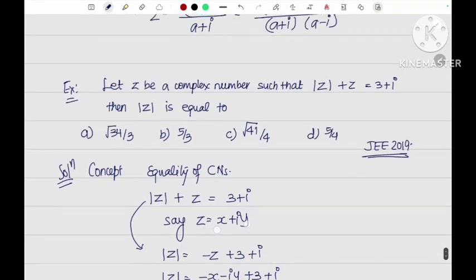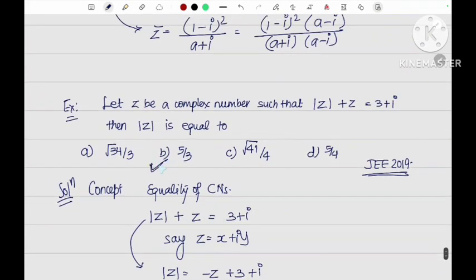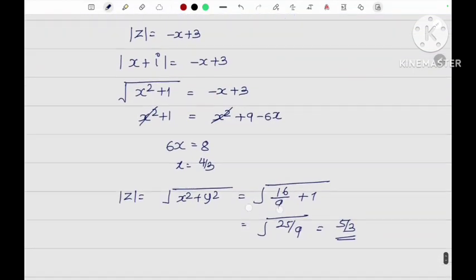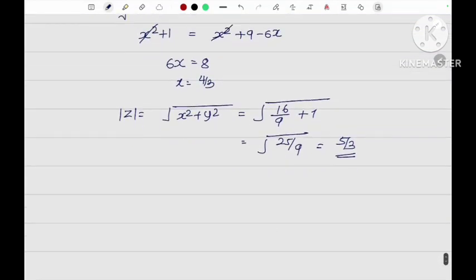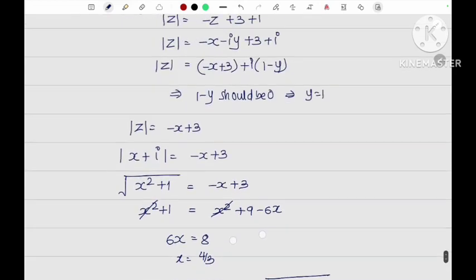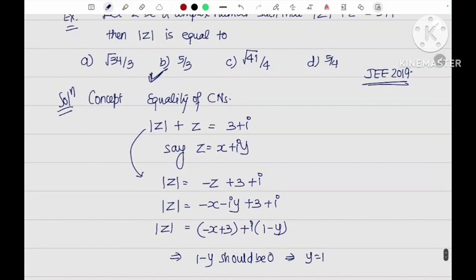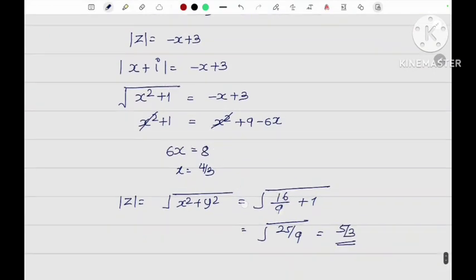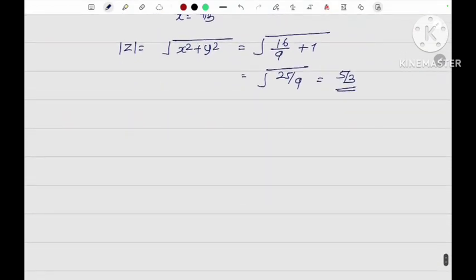So the answer is B. B is the answer. Such a simple question. It hardly took 2 minutes. I think less than 2 minutes, because I have taken a few more longer steps. But if you have practiced it very well, then it will hardly take a minute or a minute and a half. That's all.